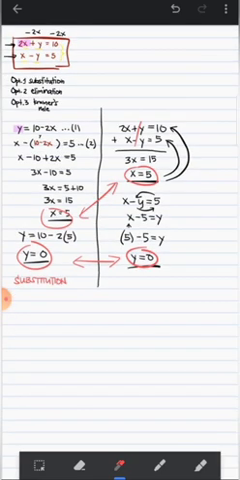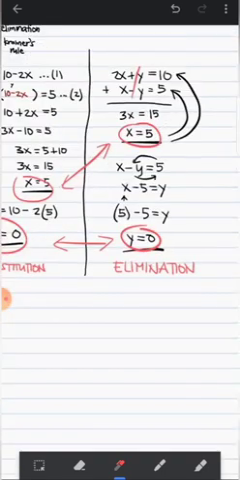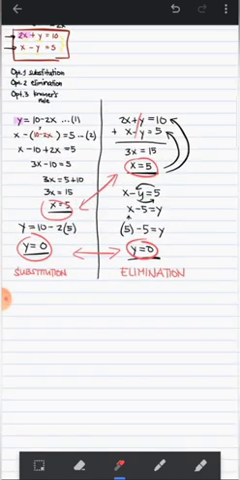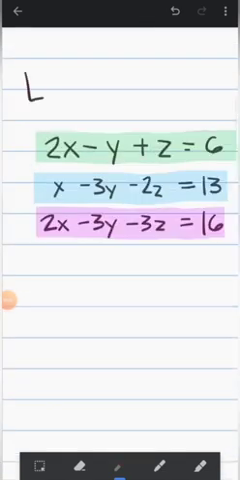So that's the method of substitution and elimination, wherein you will eliminate one variable and then solve for the other. And after solving for the other, you can do elimination again or just use substitution to solve for the other variable. And so now, let's try another example.